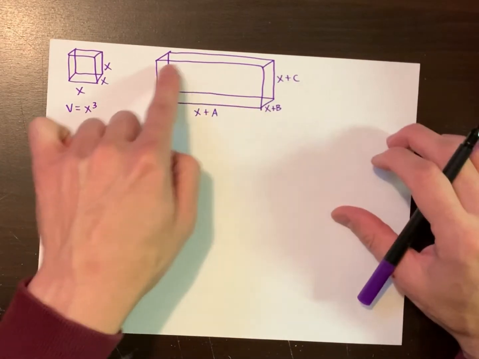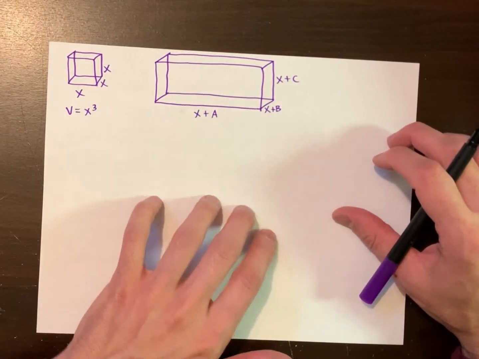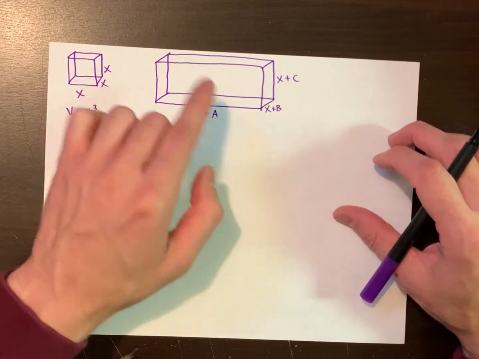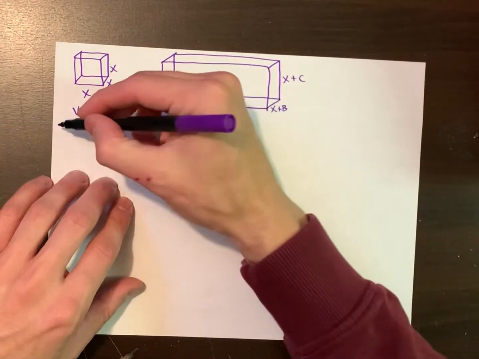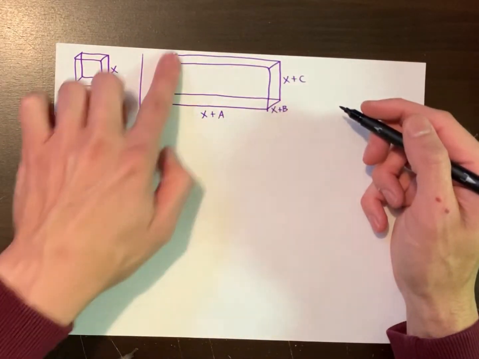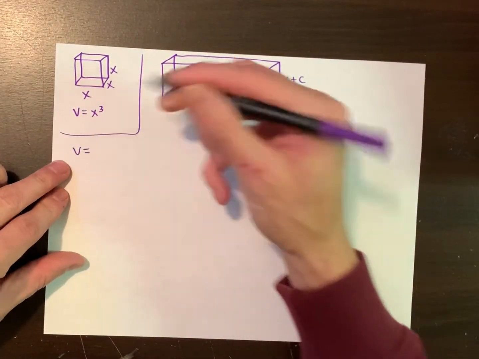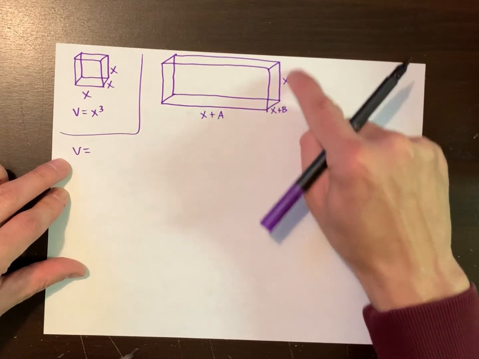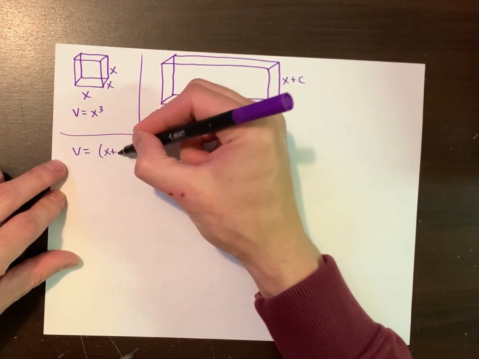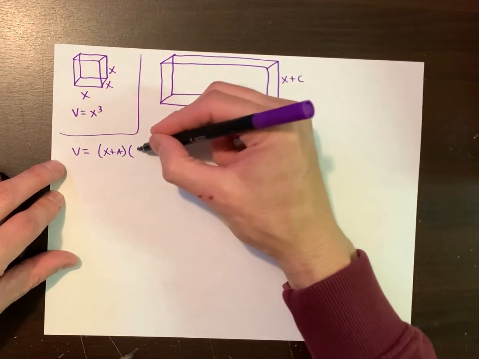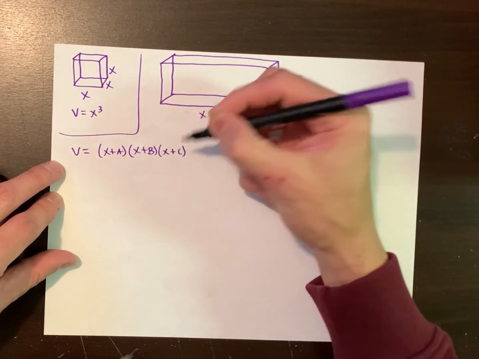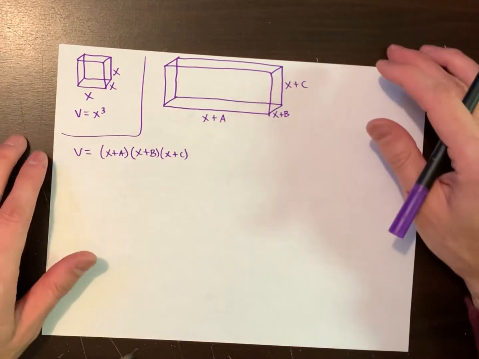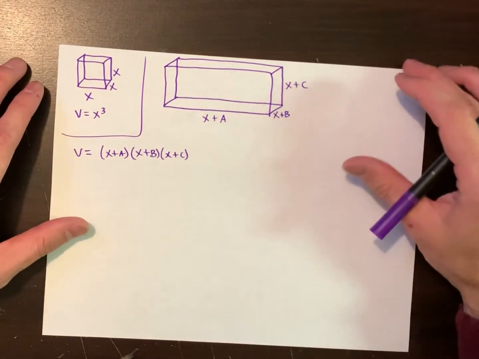Now, this is a rectangular prism, a box. How do you find the volume of a box? You go length times width times height. So I know that for the volume of this solid, it's got to be length times width times height. So I have to go x plus a times x plus b times x plus c. Why did I choose a, b, c? Because they're easy letters to play with. You could pick any three letters that you want.